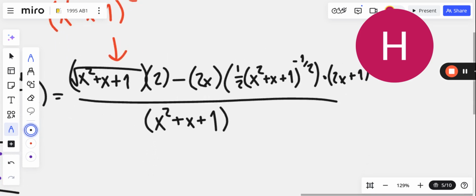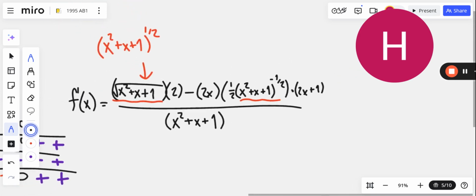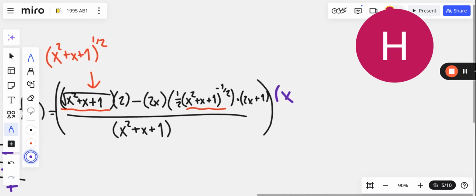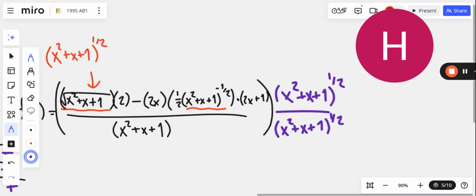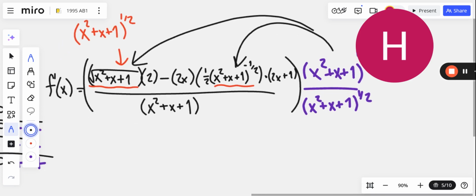Now this looks really complicated, but what we can do is this nice little trick, because here we have an expression to the 1/2 power. Here we have an expression to the negative 1/2 power. What we can do is multiply the top and bottom expressions by the 1/2 power. We can multiply x squared plus x plus 1 to the 1/2 power on the top and on the bottom, which we already sort of have on the bottom. So what this is going to do is it's going to distribute and cancel this. It's going to distribute and remove the root.